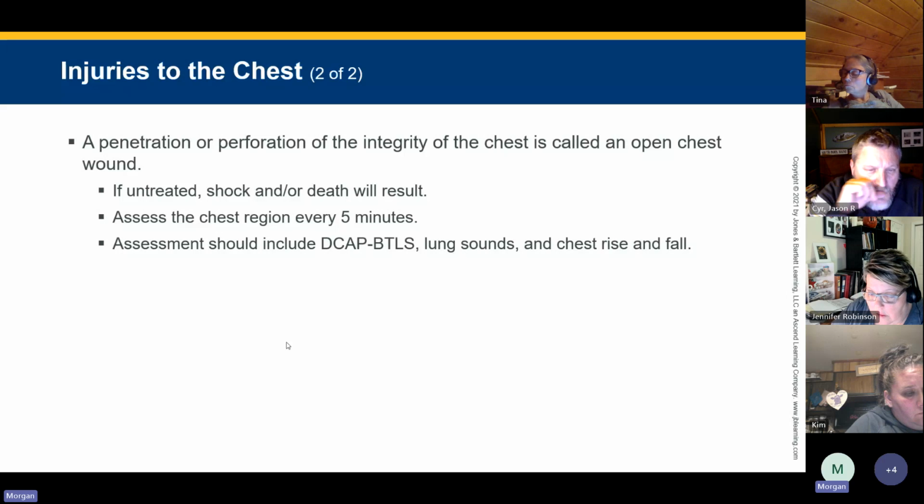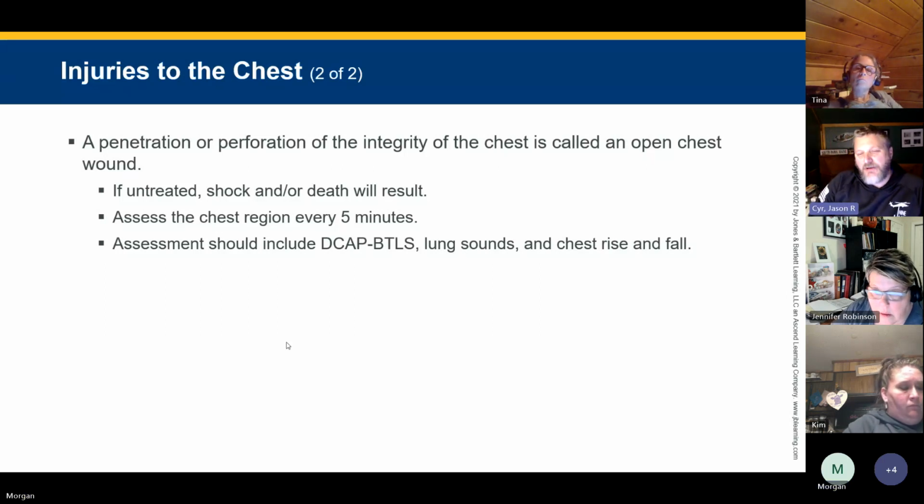I've never seen a flail chest. Did they talk about a flail chest at all, or are we going to get into detail with the thoracic injuries? I was going to ask you if you'd ever seen one. I saw one online one time. That's where a bunch of ribs are broken, right? And their chest is coming out really far.